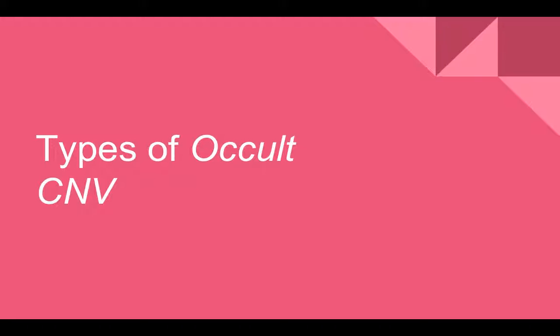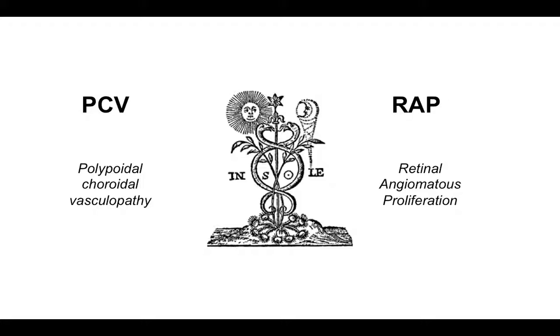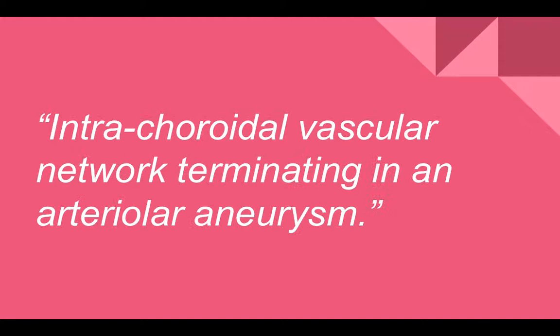There we are. So the types of occult CNV that we find. So you got the classic, you got the occult. Remember that the occult is the sub-RPE. Of the types of the occult, you have polypoidal choroidal vasculopathy and retinal angiomatous proliferation. So let's take these in turn. So the definition of PCV: intrachoroidal vascular network terminating in an arteriolar aneurysm.